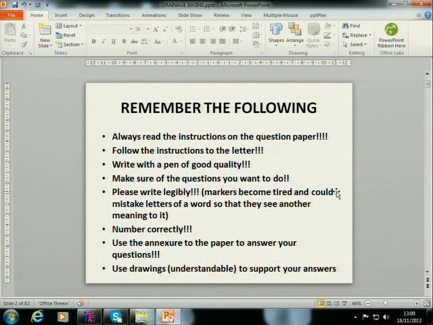The very first thing is, always read the instructions to the question paper. This is very important. Every subject has a different kind of paper, a different kind of instruction that you have to follow. In geography, you are getting a paper with 4 questions, of which you only have to do 3. Please remember, only do 3 questions. That you will also see at the beginning at the instructions to the paper. Then you must follow the instructions to the letter.